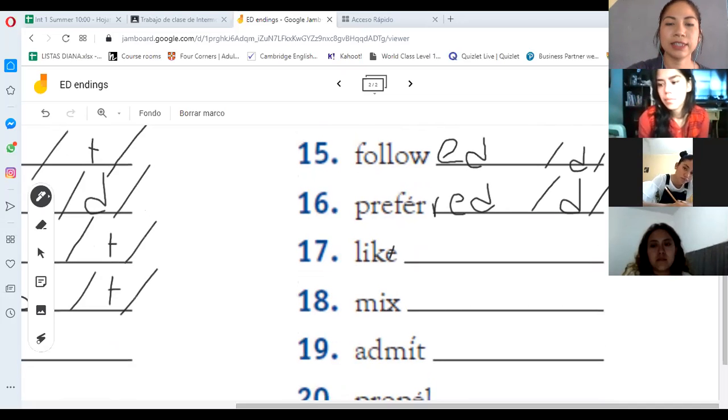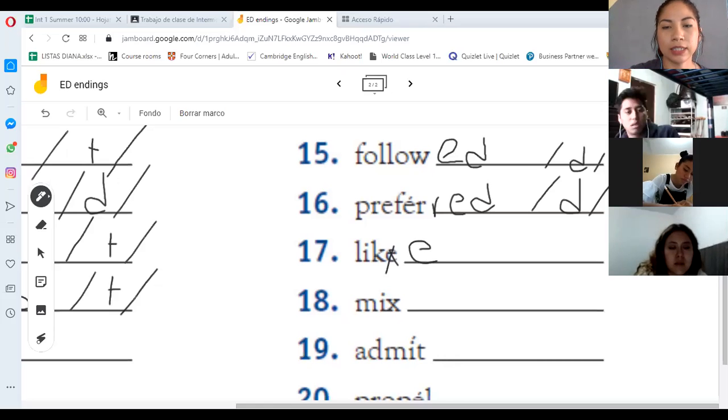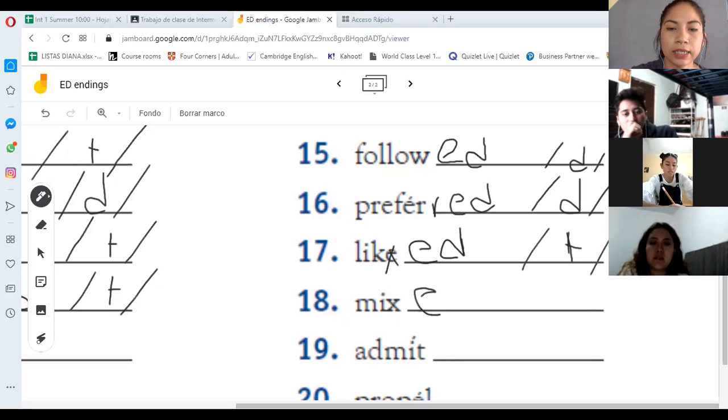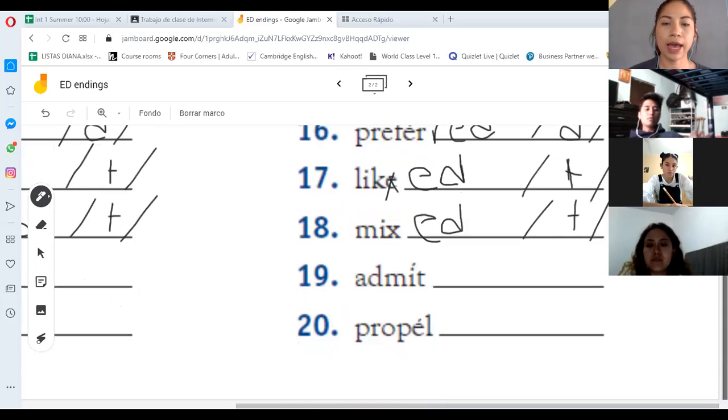Like. This is double. Like. We just add ed. And here you have T because it's voiceless. No vibration. Liked. The same with mix. We add ed and you have T. Mixed. Then you have admit.